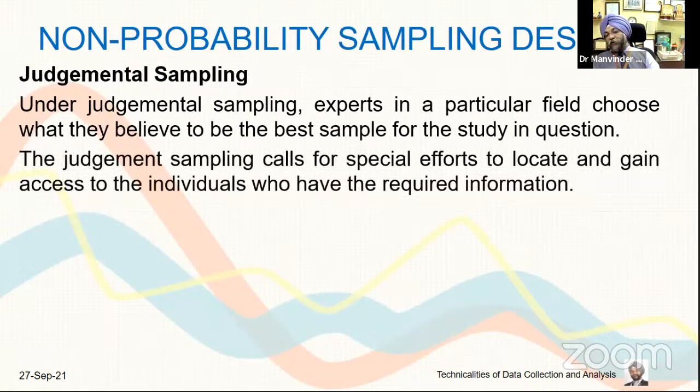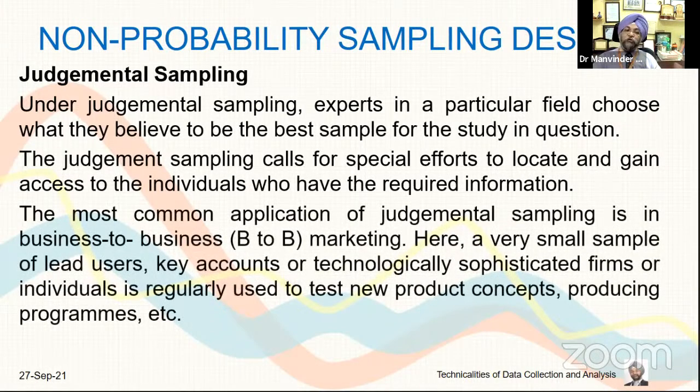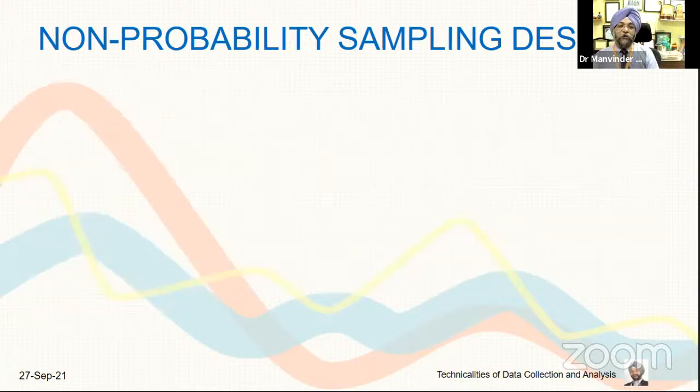Judgmental sampling calls for a special effort to locate and gain access to the individuals who have the required information, and you want to use that information. The most common application of judgmental sampling is in B2B marketing. Here, a very small sample of lead users, key account holders, or technologically sophisticated firms is used, because you cannot just ask these things generally to a normal person who doesn't understand. So in judgmental sampling, you have to be a judge and see whether a person will be able to understand my question or not. That's what happens in judgmental sampling.